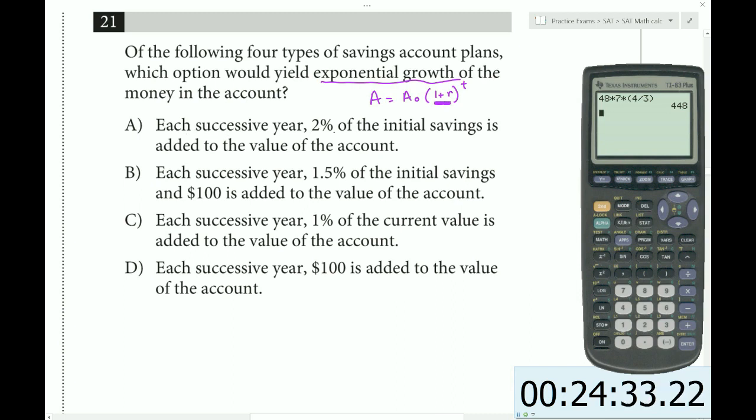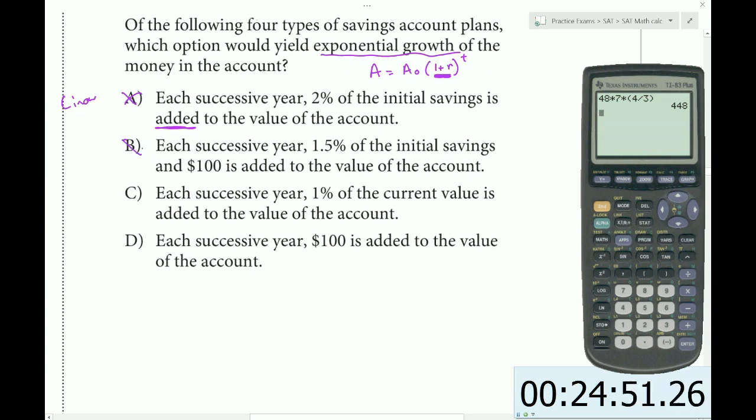Each successive year, 2% of the initial savings is added to the value. So we're adding something each time. That is more of a linear situation. Okay. Each successive year, 1.5% of the initial savings and $100 is added to the value. Again, it seems like we're adding, right? Each successive year, 1% of the current value is added to the value. Okay. Each successive year, $100 is added to the value of the account. All right, so they all use the word added, so we can't go by that. So let's reassess.